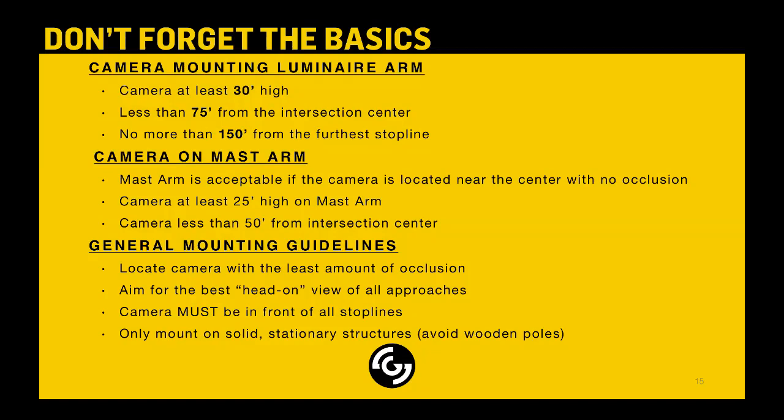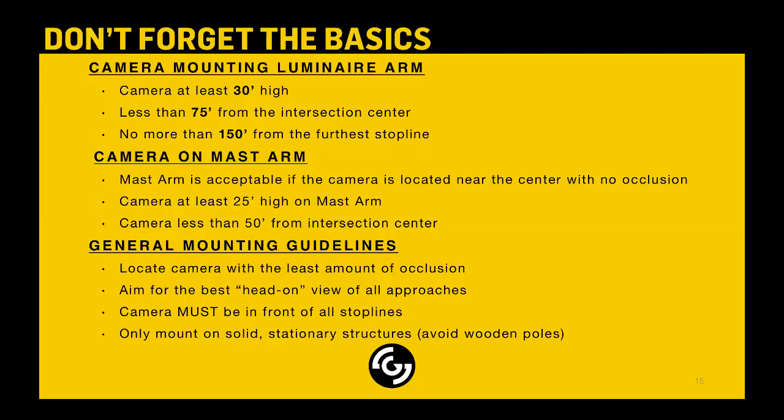If you are mounting on a mast arm, we can't get quite the 30 feet that we like, but we can get pretty close. So you want to be at least 25 feet, somewhere between 25 and 28 is good. The idea behind being able to be lower on a mast arm is mast arms are generally more centered in the intersection. So we have a more head-on view, fewer occlusions, as opposed to being on a corner mount and looking across lanes or across any type of streetscape vegetation and things like that.